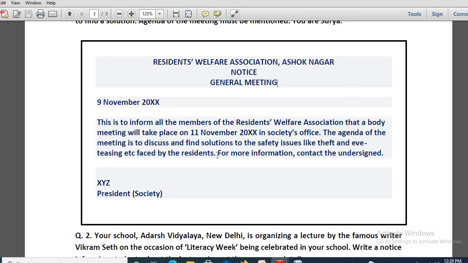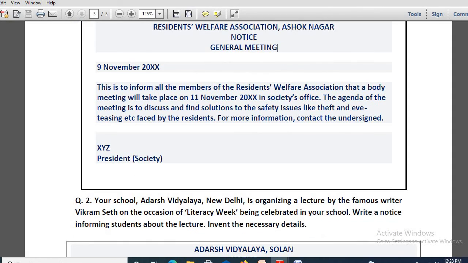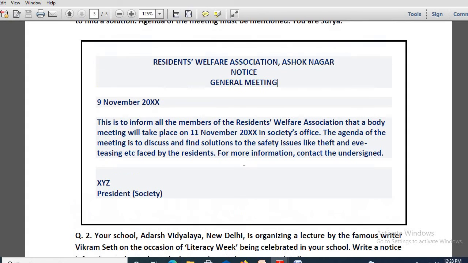The agenda of the meeting is not only to discuss, but to discuss and find solutions to the safety issues. And what are the safety issues related to? Related to theft and eve-teasing, faced by the residents. And obviously for more information you have to contact the undersigned, and at the very end you have to write XYZ, then president, then society. This is something very, very important.